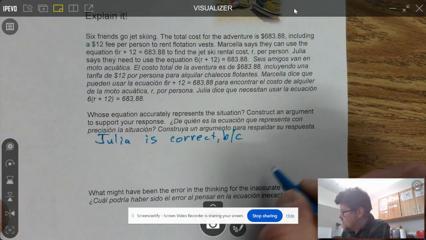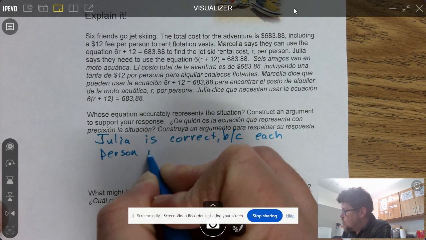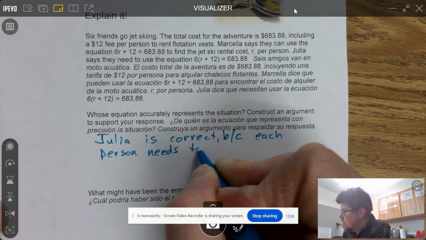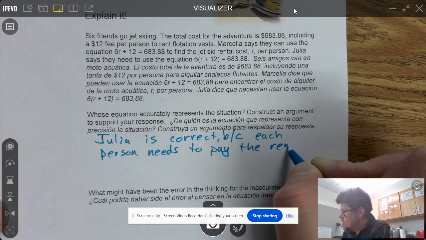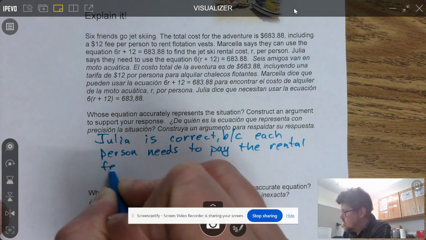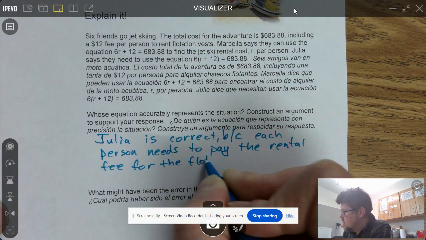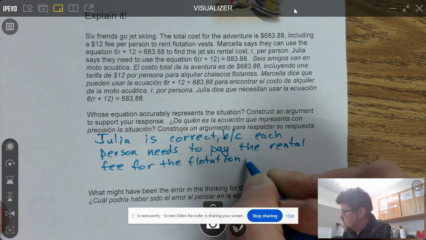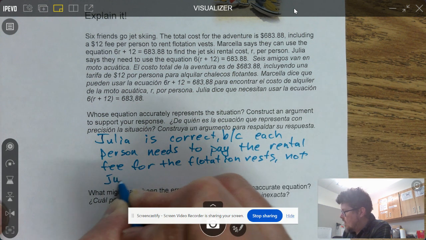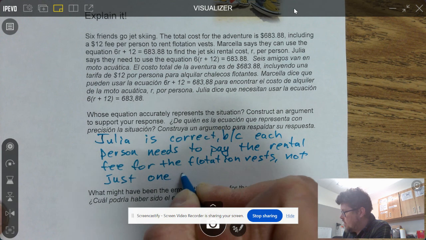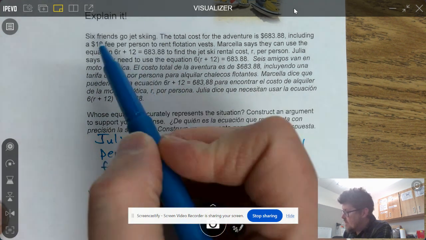Each person needs to pay the rental fee for the flotation vests. Not just one person. Okay. And again, my thinking for that is because it literally says $12 fee per person, right?